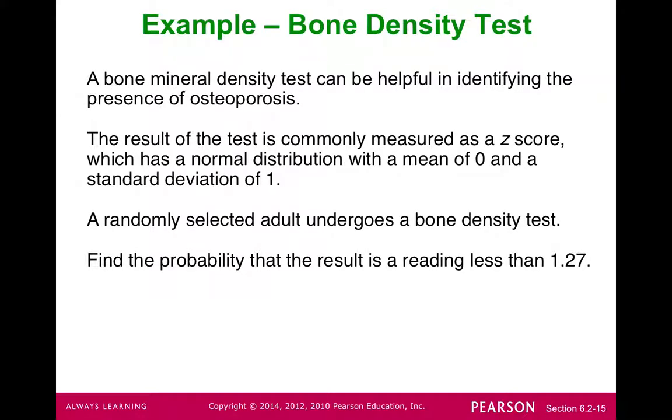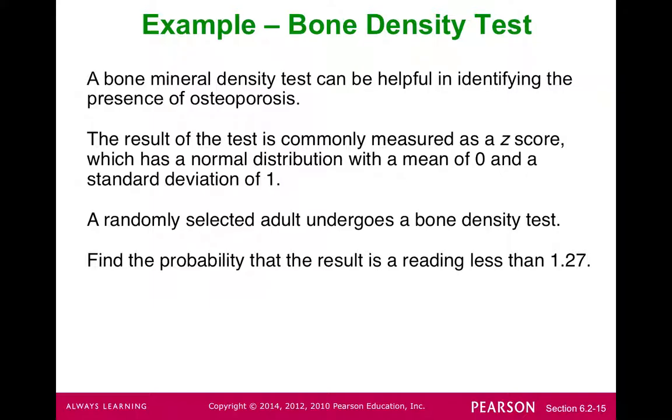Okay, so let's dive into an example and see if we can make some sense of how we actually apply z-scores. So a bone mineral density test can be helpful in identifying the presence of osteoporosis. The result of the test is commonly measured as a z-score.